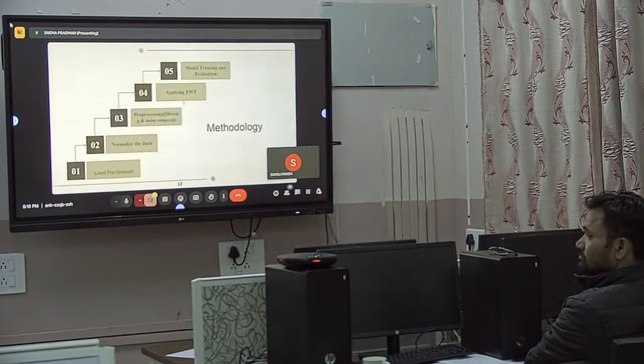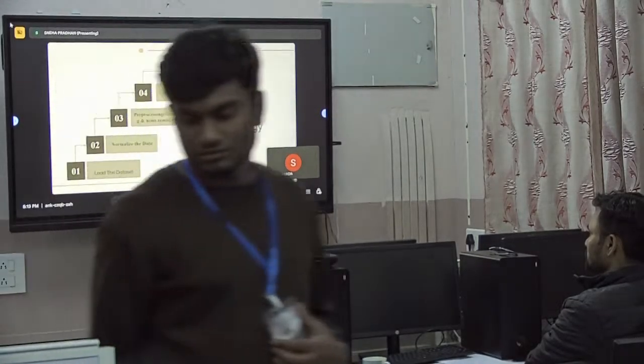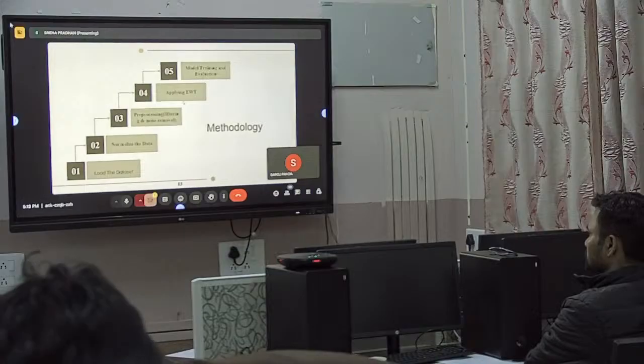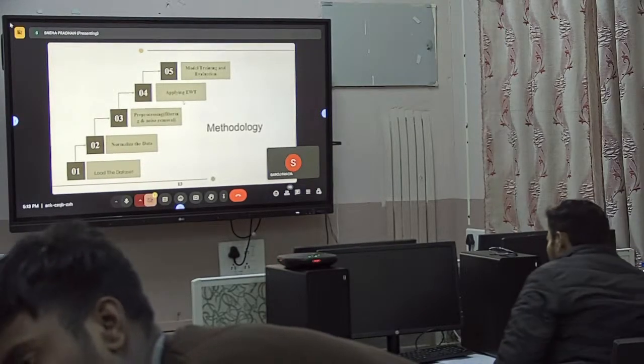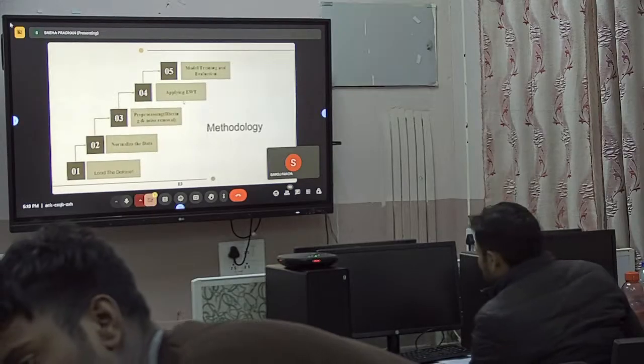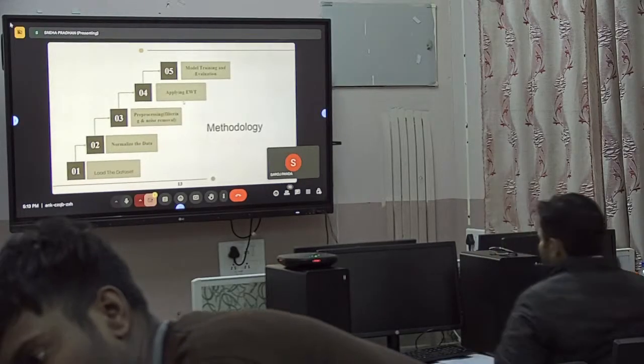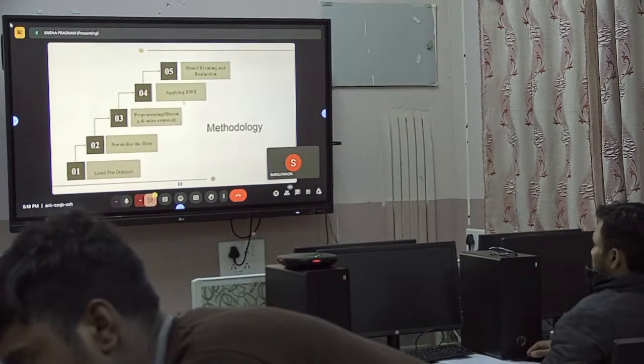Now our workflow includes: first we loaded a data set, then pre-processed and normalized it, and finally extracted the features using the EWT, and then fed those features to our CNN with an attention layer model. Why have we chosen the CNN and attention layer model combination? Because it not only helps us in deep feature extraction, but also in focusing on selected features.